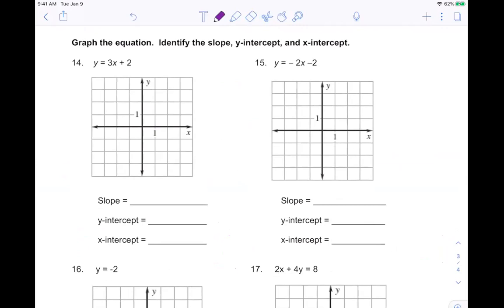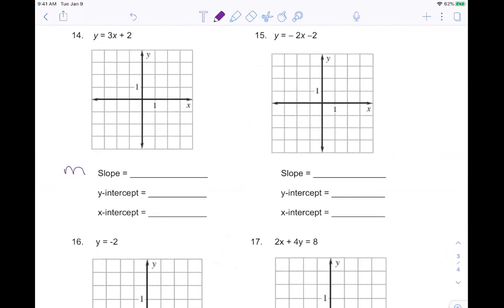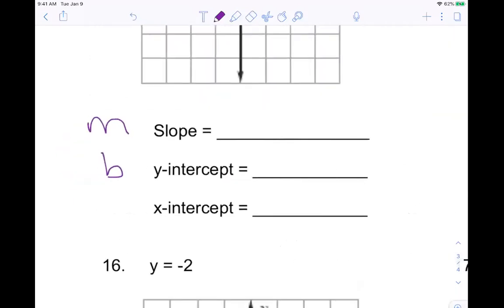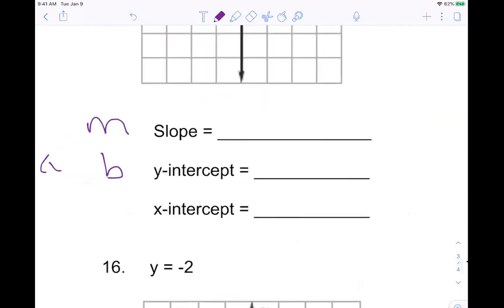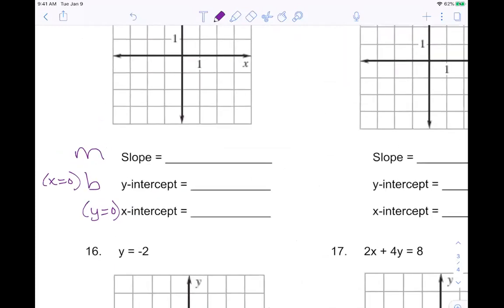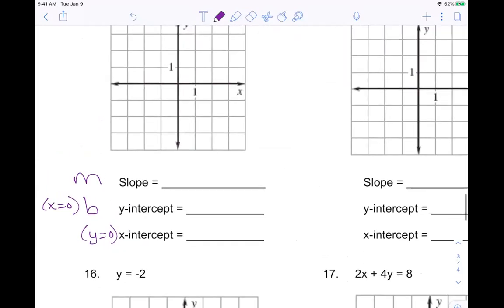So we know that the slope is m. We know the y-intercept is b. Or we could also say the y-intercept is when x equals 0. Depending on what we're given, the y-intercept can be thought of in two different ways. The x-intercept we have to find when y is equal to 0. That's never in the equation. The x-intercept you always have to calculate.